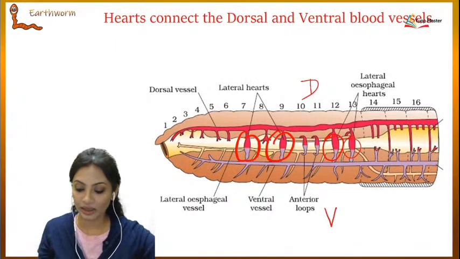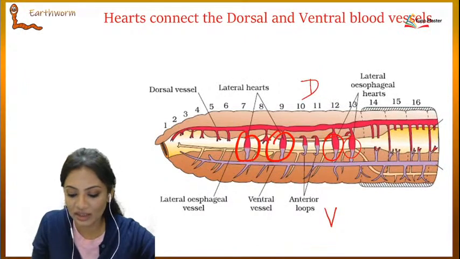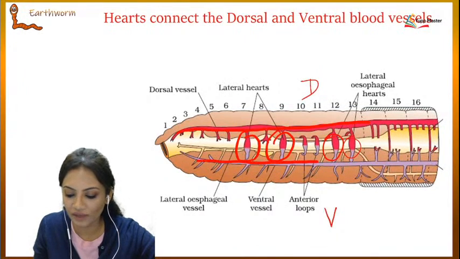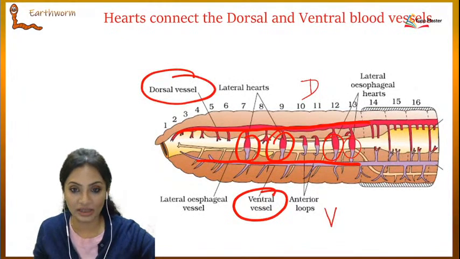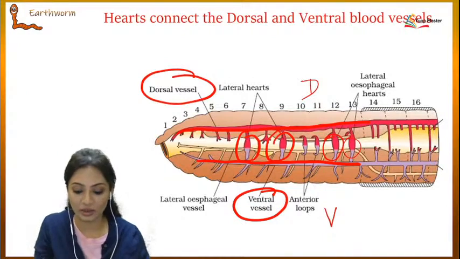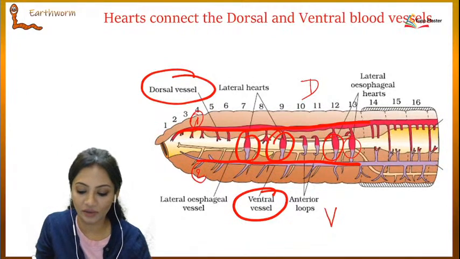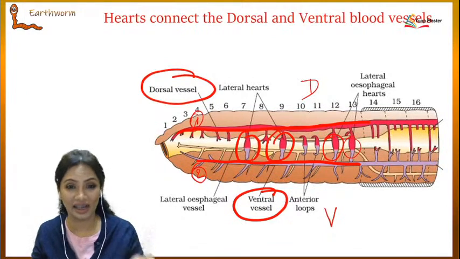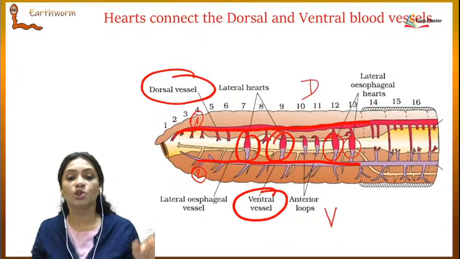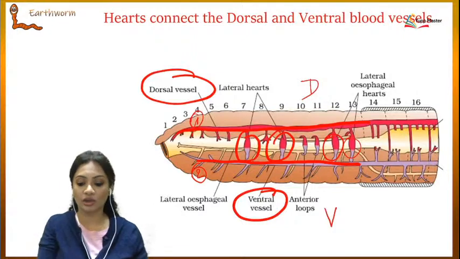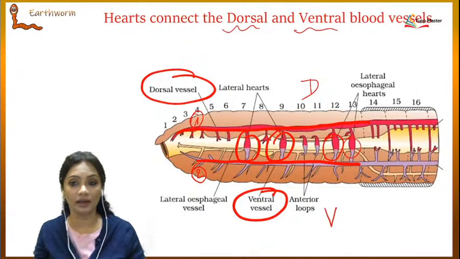Now in the dorsal side, this vessel that you're seeing here is connected to the ventral vessel. Okay, so there is a dorsal vessel and then there is a ventral vessel, and those two vessels over here, one here and the second one here, these two blood vessels are connected with the help of these hearts that we just identified. Okay, so the heart connects the dorsal and the ventral blood vessels.